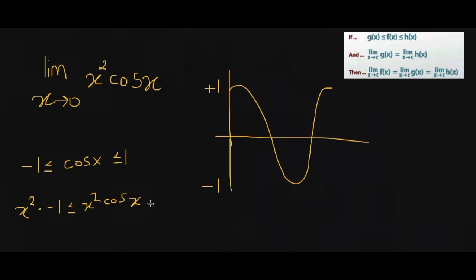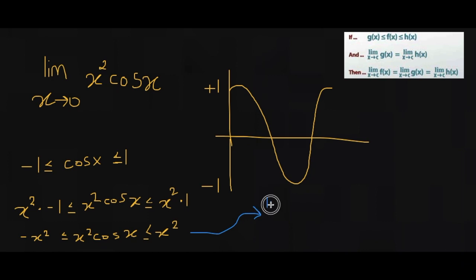So what we're going to do is multiply each side of the inequality by x squared. So now we have negative x squared, cos of x. We always want to get the function we are trying to find the limit for in the center by multiplying the entire inequality through by anything else that we have attached to our cos x or sine x. So now we know that x squared cos of x is sandwiched between negative x squared and positive x squared.